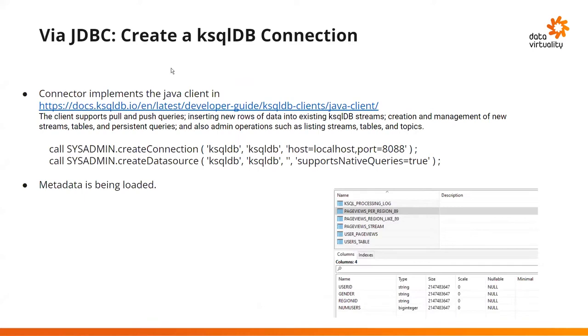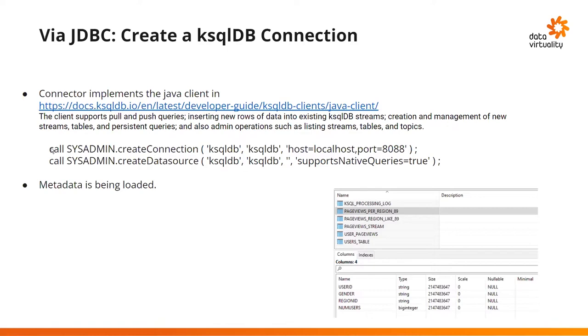It's currently in quality assurance, and it implements the Java client we already talked about. Just about the things that the client can do, it's kind of a Java bridge to the REST API for KSQLDB. So we see pull and push queries, inserting rows of data into existing KSQLDB streams, so this will enable you to write data into streams. Creation and management of new streams, tables, and persistent queries. So we know all of this terminology. And also admin operations such as listing streams, tables, and topics.